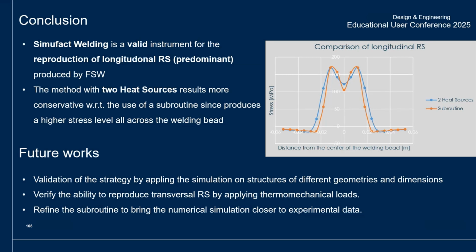For what concerns future works and projects, I end my presentation leaving some ideas for future studies that could continue my thesis research. For example, the strategy developed for the friction stir welding simulation could be validated on structures of different geometries and dimensions, since until now I used it for simple small plates. Then it could be an idea verifying the possibility to reproduce transversal residual stresses by applying thermomechanical loads instead of just a thermal load. And finally, refine the subroutine in order to bring the numerical simulation closer to the experimental data. Thank you for your attention.